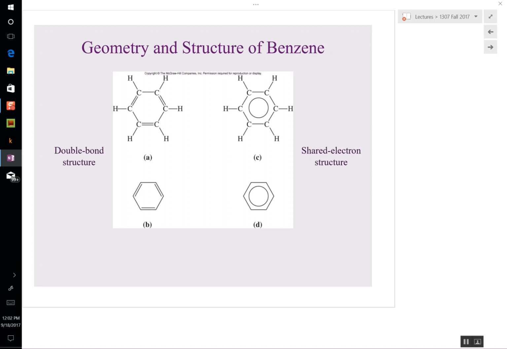Benzene is carcinogenic. Benzene is a carcinogen, so it's not really something to play with.